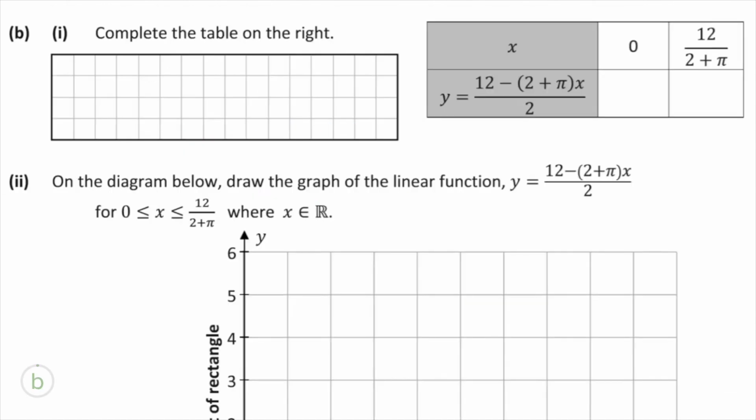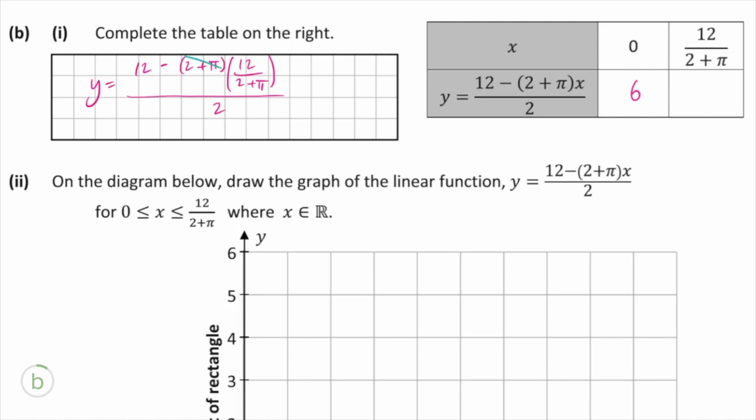Next, we're asked to complete the table on the right. We're given 2 values of x, and we've got to find 2 values of y. It is pretty easy to see that if we plug in 0, all of this just disappears, and we have 12 over 2, which is equal to 6. For the next value of x, we do some substitution here on the left in our box. What we have here is 12 minus 2 plus pi multiplied by 12 over 2 plus pi, so times 12 over 2 plus pi.